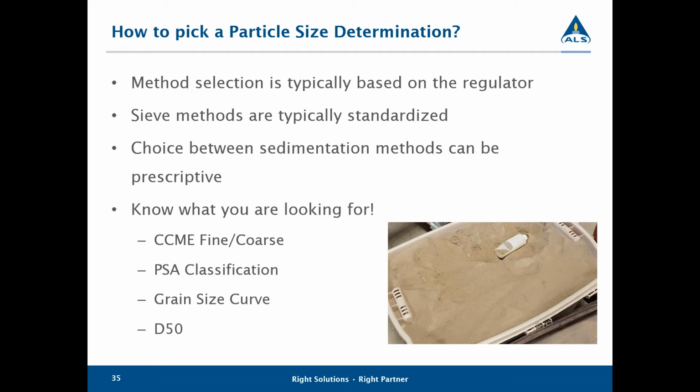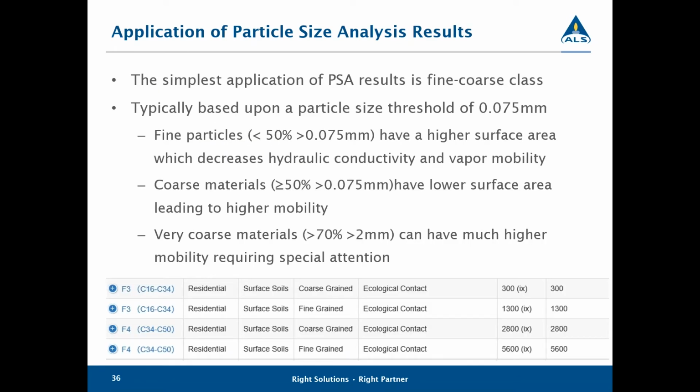And if we're looking for CCME fine coarse classification or PSA classification, it's fairly standardized. But when you go down to a grain size curve or D50, for our Alberta clients, they might have a little bit more specific ways of approaching that. The simplest type of analysis of the particle size would be a fine coarse classification, and this is used both in CCME and Alberta Tier 1 applications.